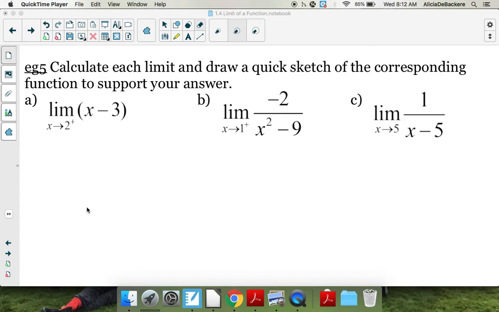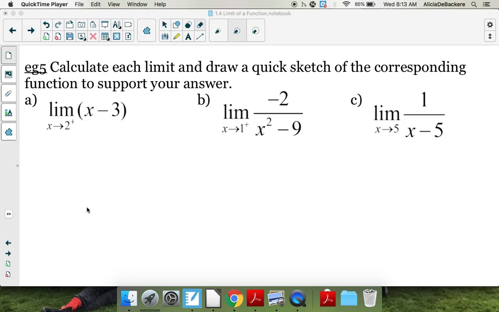Okay guys, today we're going to finish example 5 from section 1.4, the limit of a function. This is the lesson that we were doing on Monday's class, and we just stopped short of this last example. On Monday's class we were taking the limit of a function, which means that we're trying to find what y value I am approaching as my x value approaches the given point.